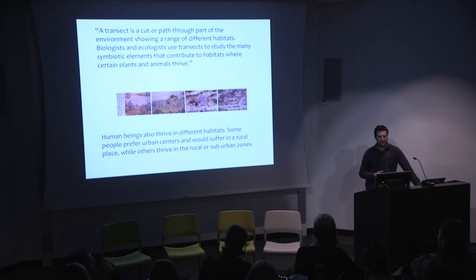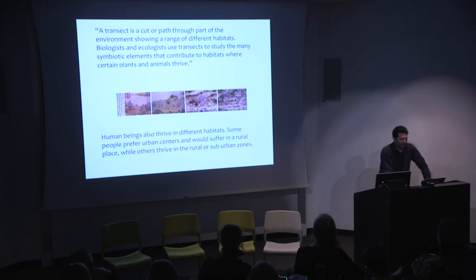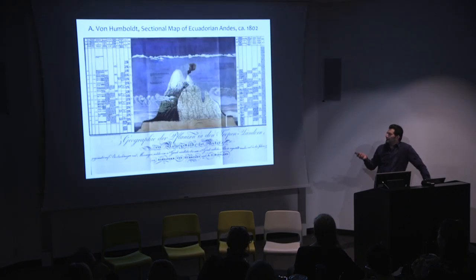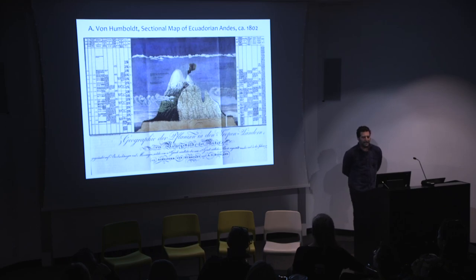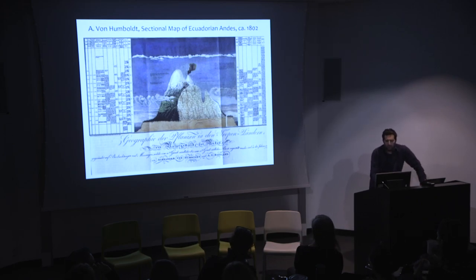Some people prefer urban centers and would suffer in a rural place, while others thrive in the rural or suburban zones, and then presumably would suffer in the urban space. This is the Alexander von Humboldt sectional map of the Ecuadorian Andes, in which he gives both atmospheric as well as topological and topographical information around the journey that he takes throughout South America, which is seen as, in many ways, the first transect study.